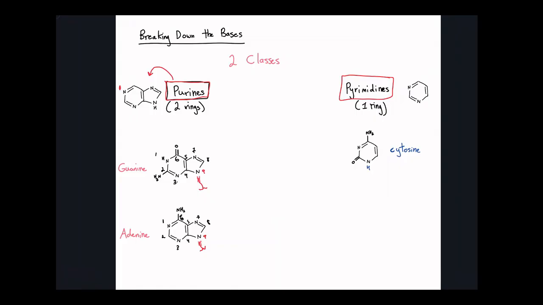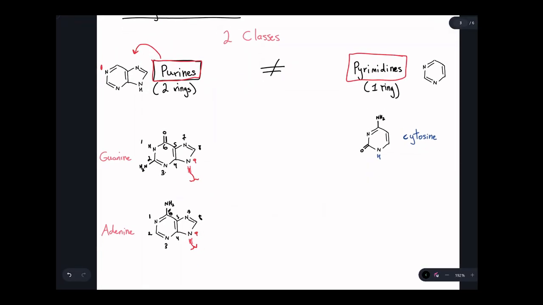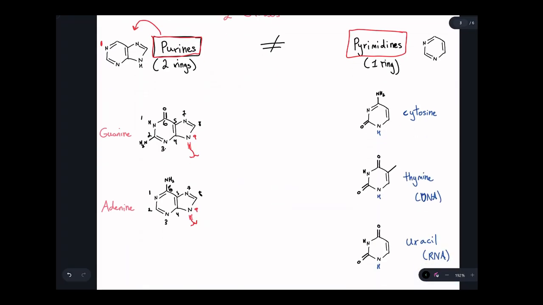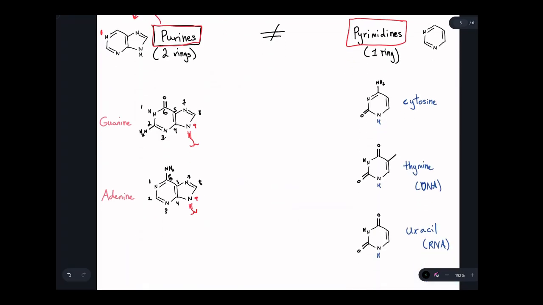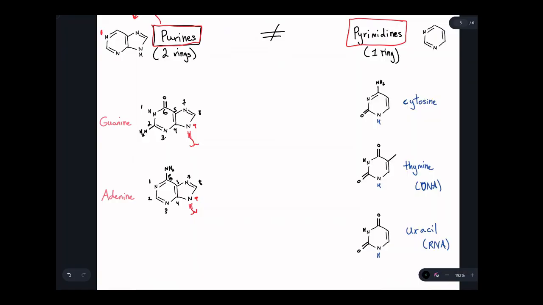With pyrimidines, right? We're going to see, again, small differences, but the big thing to notice is the difference between these two: there's just one ring. If we look at cytosine, thymine and uracil now, let's look at all three of these put together. They all have that same ring, right? The cytosine has a double bond and a nitrogen. Thymine has two double bonds, and so does uracil.